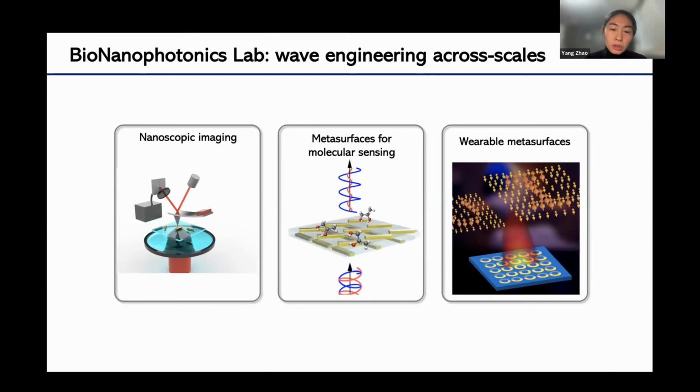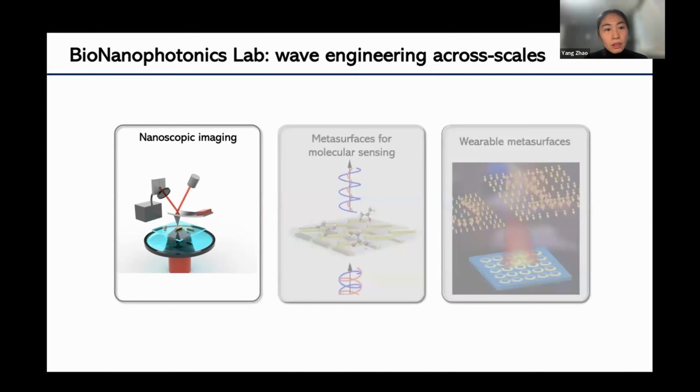We also have 2D surfaces, called metasurfaces, where we engineer the near field or far field interactions so we can create other types of sensing mechanisms. Recently, we also started working on large-scale metasurfaces for wearable devices. Today's talk focuses on the first topic in my lab.